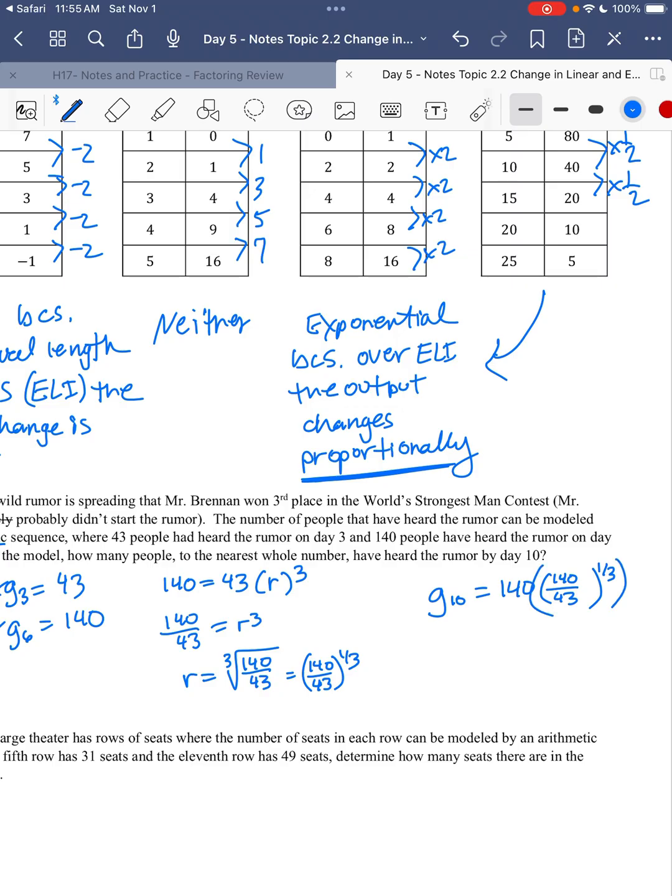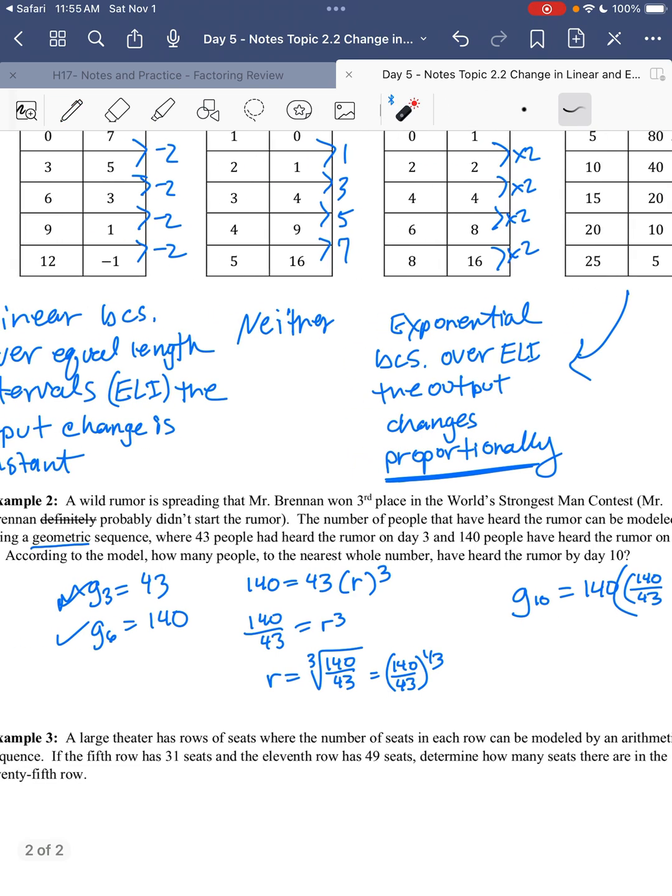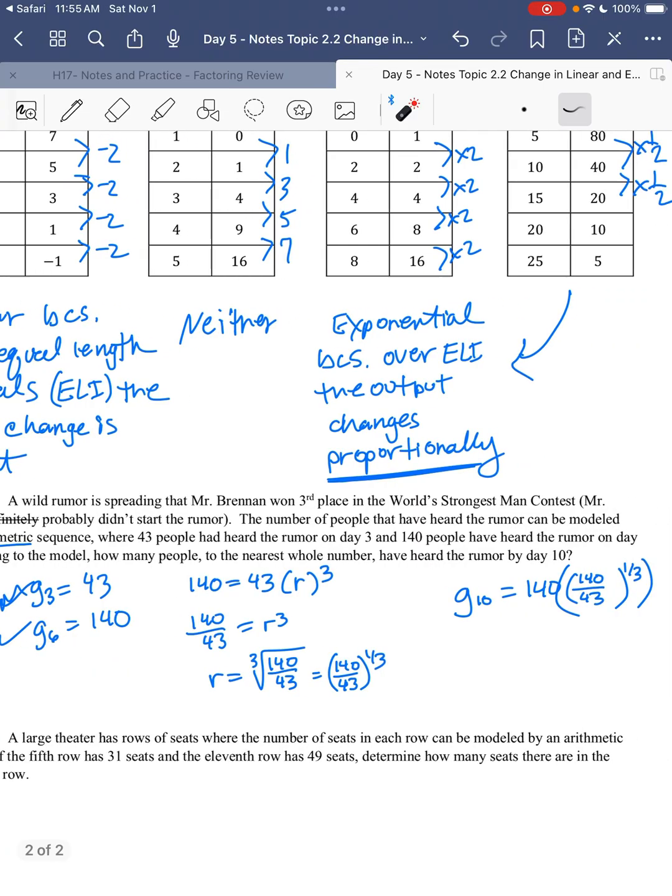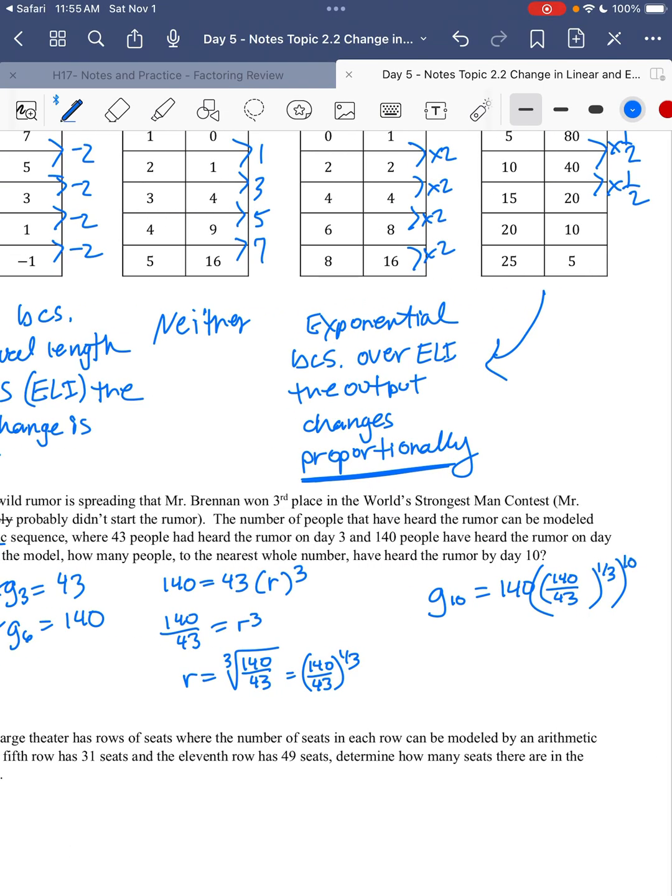But that r value has to be taken to a power of, remember, I got 10 minus the 140 term, so 10 minus 6. So it's going to be 4. So I'm just going to go ahead and put 10 minus 6. All right, so that's 4 up there. Remember, I'm going to multiply my exponents. So I'm going to have this 4 times the 1/3. So that's going to be 4/3.